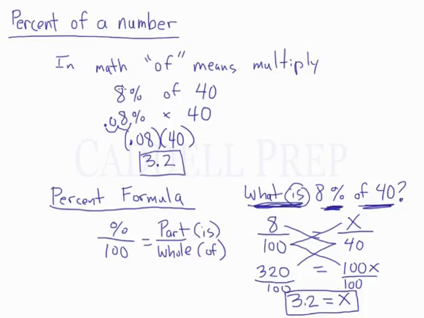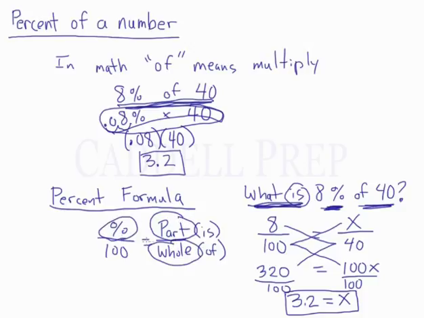So if we want to find out the is, we could simply multiply. We could use this step. Just multiply right here. But what happens is, if we're looking for something other than the part, if we're looking for the percent, or looking for the whole, we should use this formula. I'll give you an example of that.